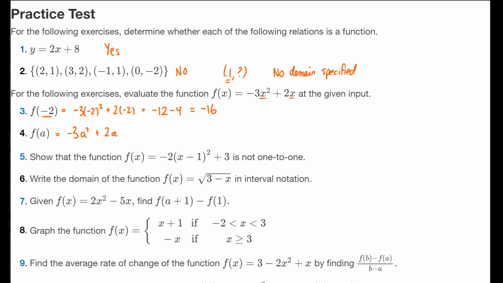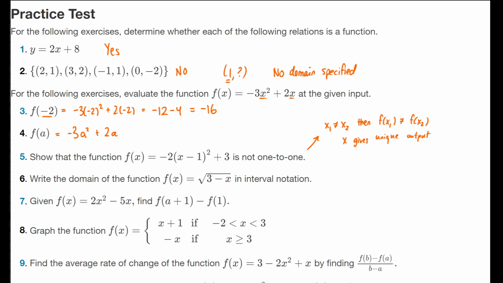For 5, show that the function f of x equals -2(x minus 1) squared plus 3 is not 1-to-1. So basically, what this says is that if x1 is not equal to x2, then f of x1 is not equal to f of x2. In other words, x gives a unique output. So in other words, what we want is for one x value to give us one thing.